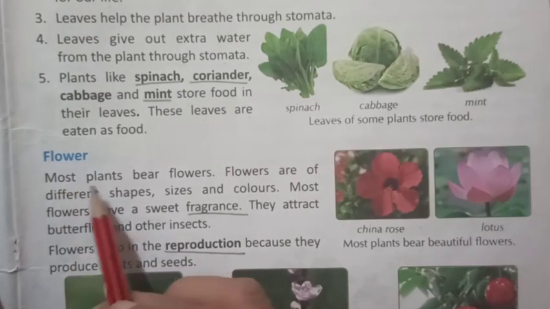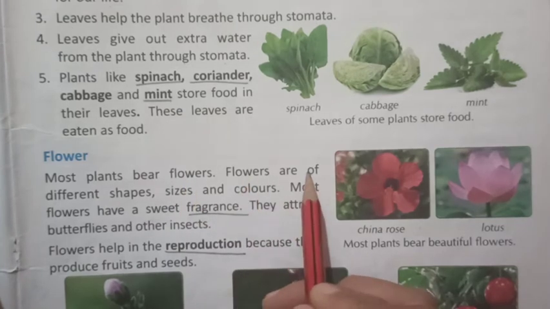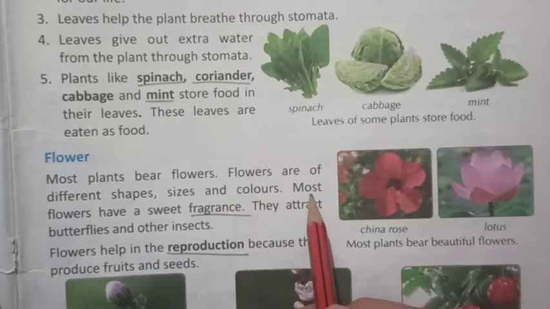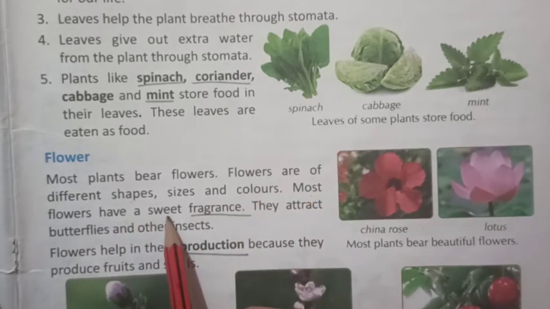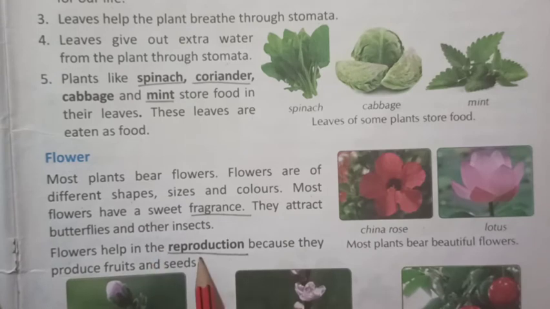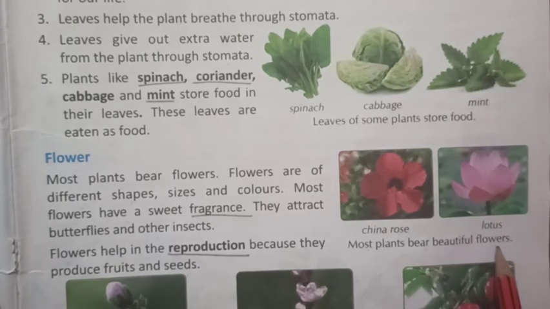Flower. Most plants bear flowers. Flowers are of different shapes, sizes and colors. Most flowers have a sweet fragrance. They attract butterflies and other insects. Flowers help in the reproduction because they produce fruits and seeds. Most plants bear beautiful flowers.